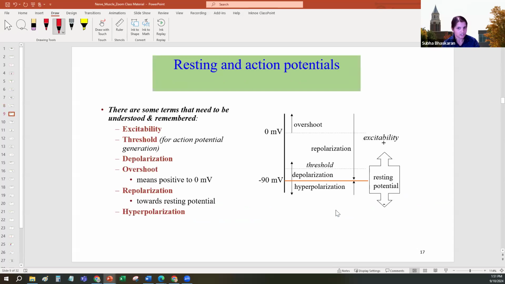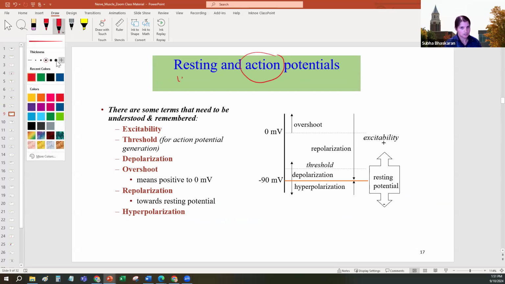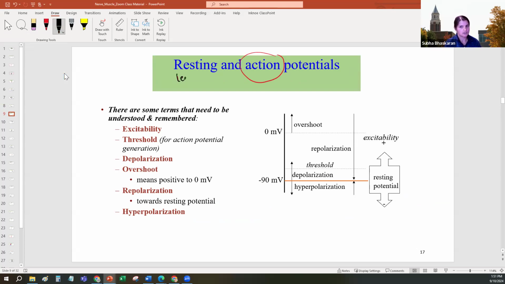So resting and action potential. This is where action potential comes in. So resting, we have seen the effects of leak channels. Yes or no? I'm going to use a different color. So leak channels, there are potassium channels, there are sodium channels, and potassium channels are more when compared to sodium.